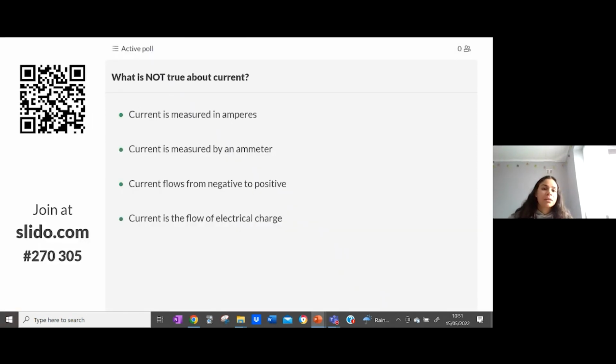So what is not true about current? Is current measured in amps? Is current measured by an ammeter? Does current flow from negative to positive? Or is current the flow of electrical charge? Which of these is not true about current?